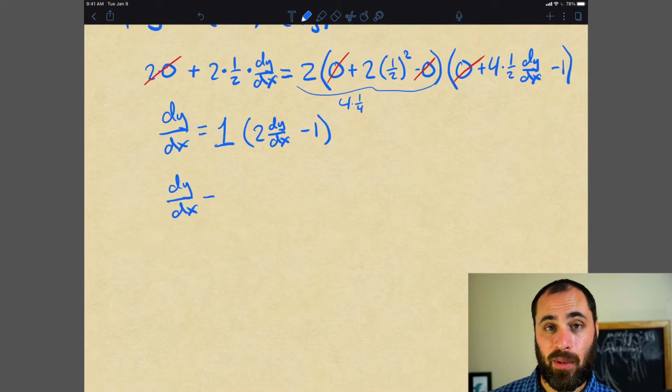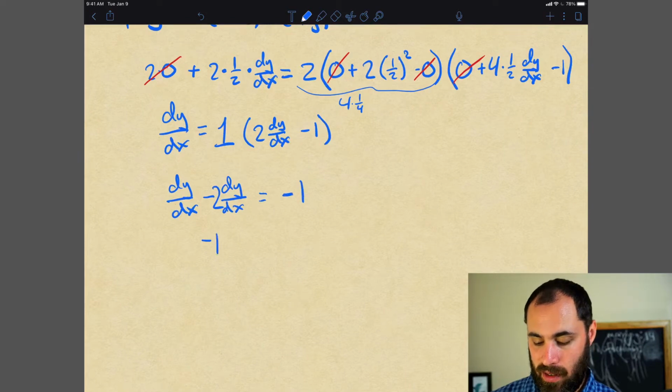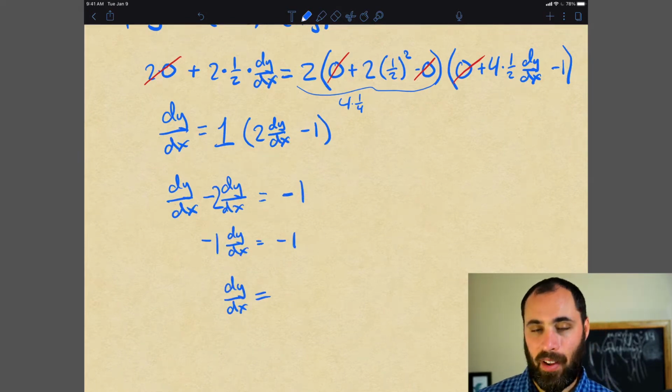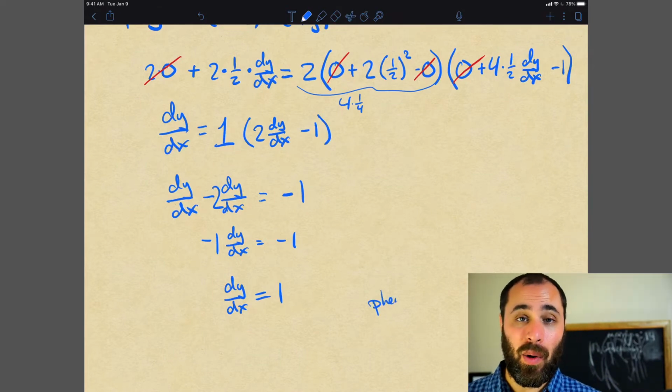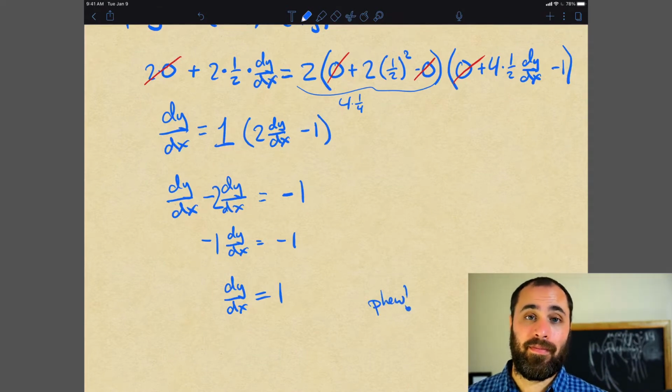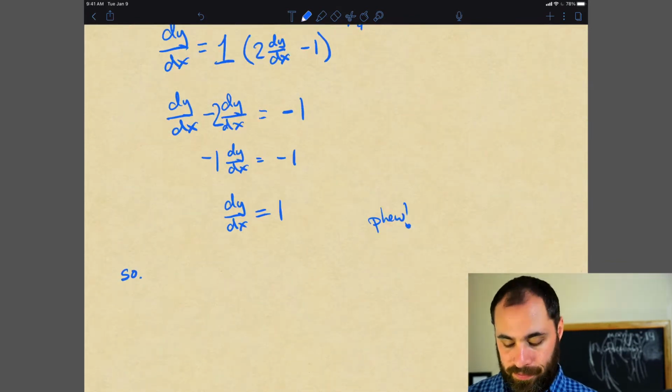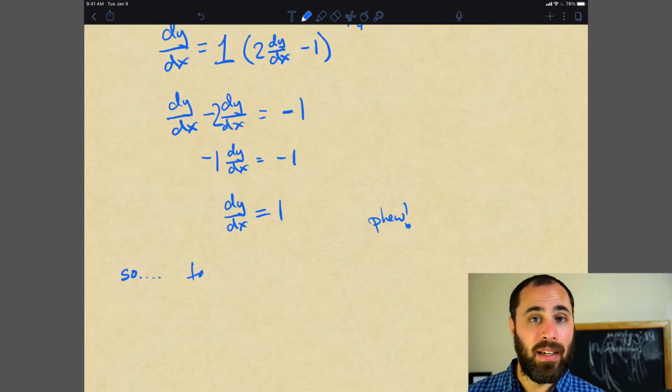So we can subtract dy/dx from both sides. We can divide by minus 1. And we see dy/dx is 1. So all that work ends with a pretty nice answer: dy/dx is 1. We're not done yet, but we're almost done.